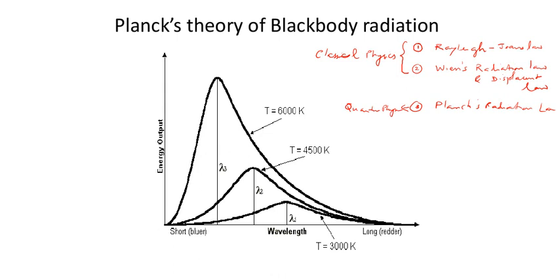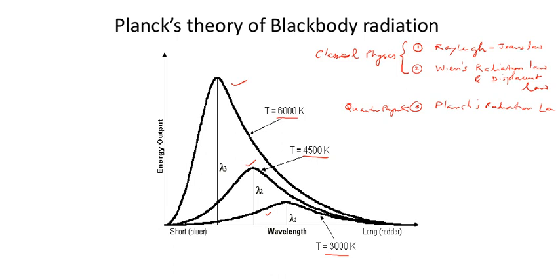And now here you can see the blackbody spectrum at several different temperatures. The blackbody spectra emitted by 3 different objects are shown. The first one corresponds to a body whose temperature is 3000 Kelvin. The second one corresponds to a body whose temperature is 4500 Kelvin. And the third one corresponds to a body whose temperature is 6000 Kelvin.